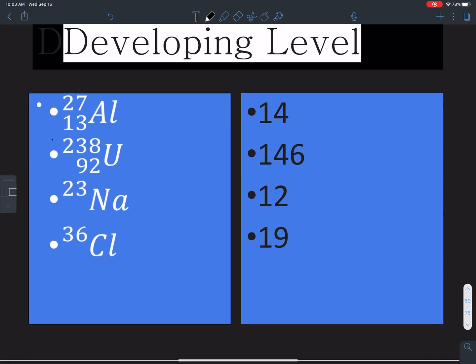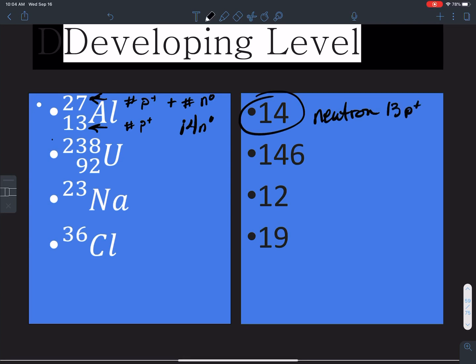So let's calculate the number of neutrons found in some of these. Look at our first one. So our first value, aluminum, remember the top number, 27, is number of protons plus number of neutrons. And our bottom number, our atomic number, is only the number of protons. So if I subtract the 13 from the mass number, I get a value of 14 neutrons. So I have 14 neutrons in aluminum. I have 13 protons. And since this is an element that came from the periodic table, then I'm going to know that it has 13 electrons to make sure it's neutral.